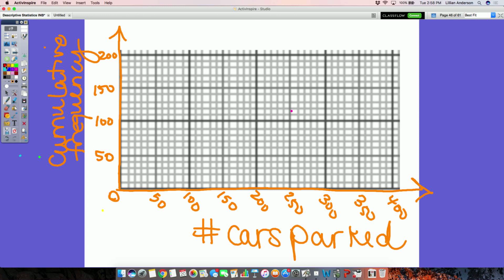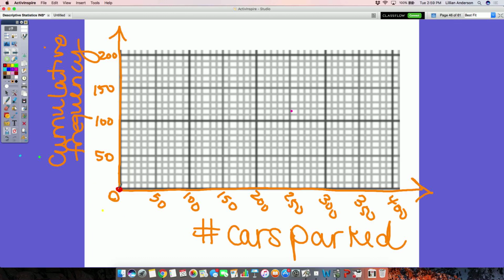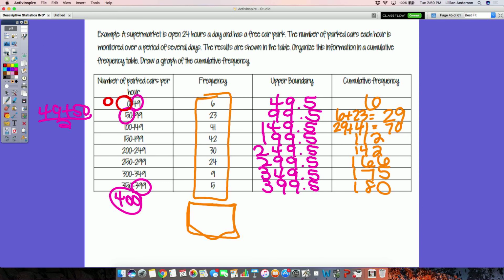Now let's plot. You start with your lower boundary of your first class. The first class was from 0 to 49. What's your lower boundary? 0. It's not going to be a negative 0.5. We can't go that deep. So it's going to be at 0. So we're going to start at 0, 0. And then we're going to end at the upper bound value.